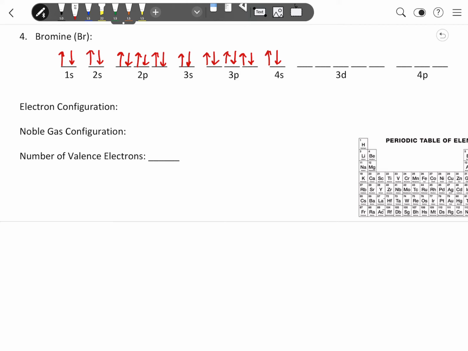So 3D now is full. Bromine's all the way here, right? So that means the 3D is going to be full. So how many electrons are in there now? 8. Well, what's 2 more than 8? 10. Yeah. So D can hold a max of 10, and it's completely full. So I'm going to fill it up with 10 electrons. I do 5 going up, and then 5 going down.